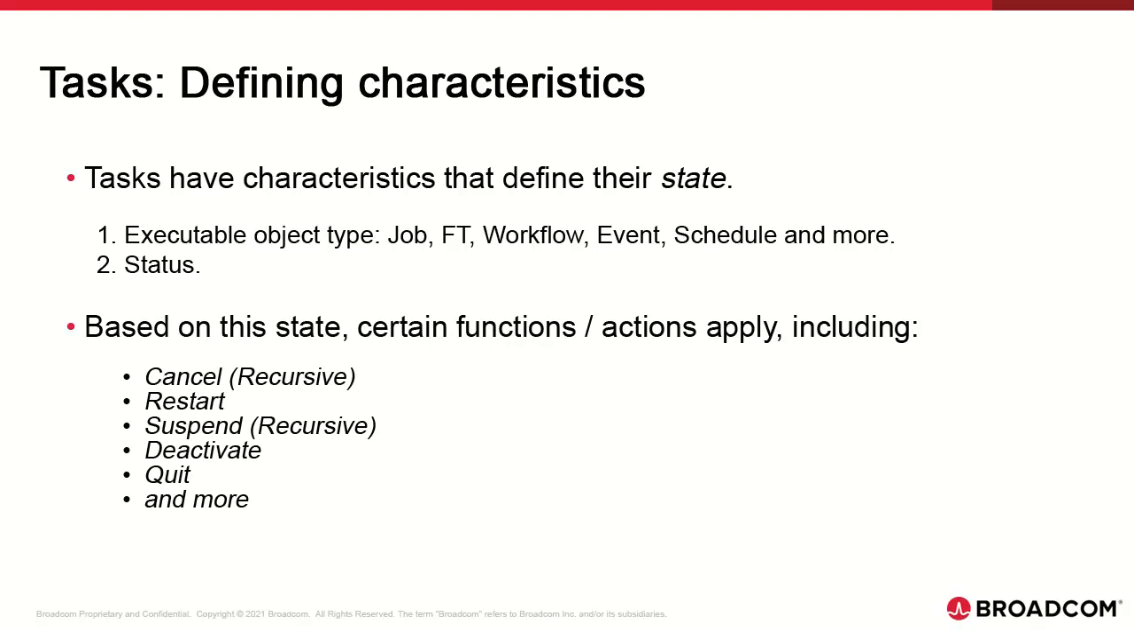The list of actions available in Automic automation is quite long because the list of possible permutations of object types and statuses is extensive. Here's a short list of the most common actions: cancel, restart, suspend, deactivate, and quit. So we thought it'd be a good idea to provide some examples.